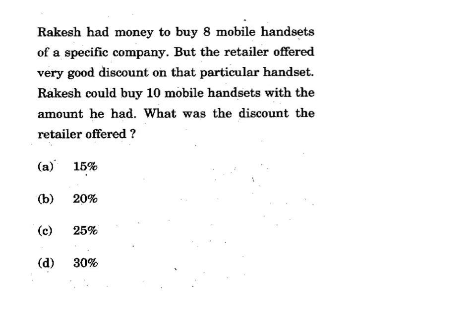Rakesh had money to buy 8 mobile handsets of a specific company, but the retailer offered a very good discount on the particular handset. Rakesh could buy 10 mobile handsets with the amount he had. So what is the discount the retailer offered? There are two numbers, 8 and 10. So take the LCM of 8 and 10, or else you can directly take 8 into 10, that is 80 rupees. Assume that Rakesh had 80 rupees with him. He is planning to buy just 8 handsets, that is 10 rupees each. But he bought 10. That means he is getting it for 8. So 10 rupees he assumed, but he is only getting it for 8. So clearly you can see the discount is 20%.